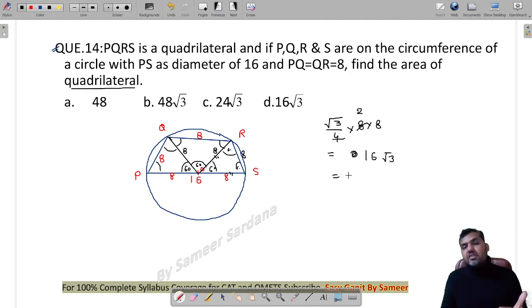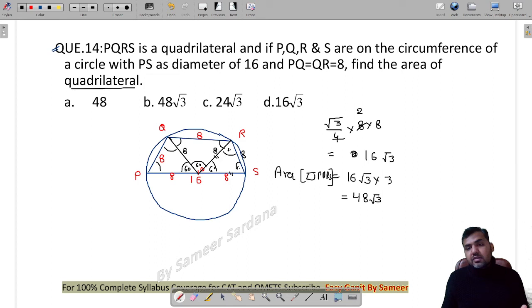And we have 3 such equilateral triangles. So area of the quadrilateral PQRS will be equal to 48 root 3. This would be the correct answer of the question, which is option B.